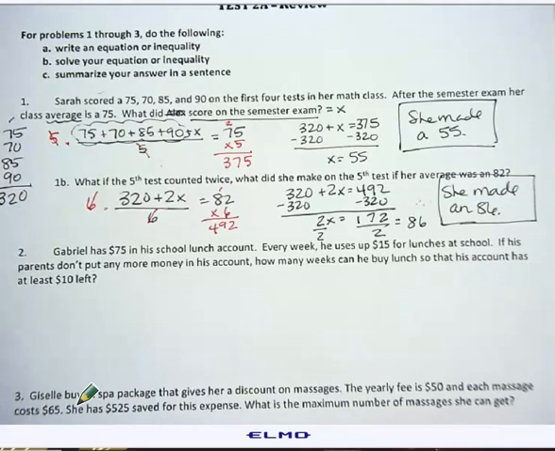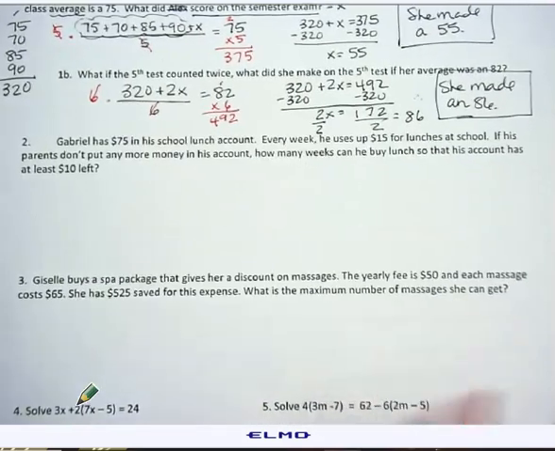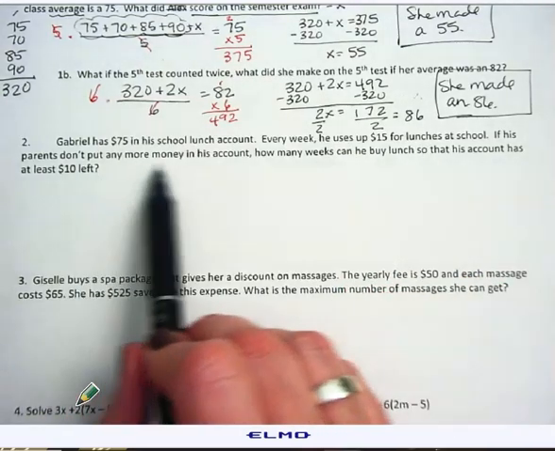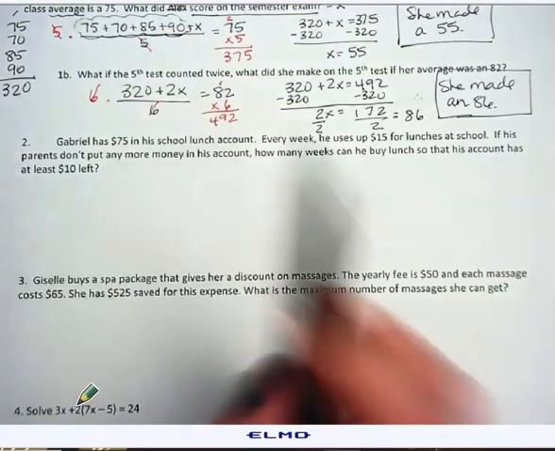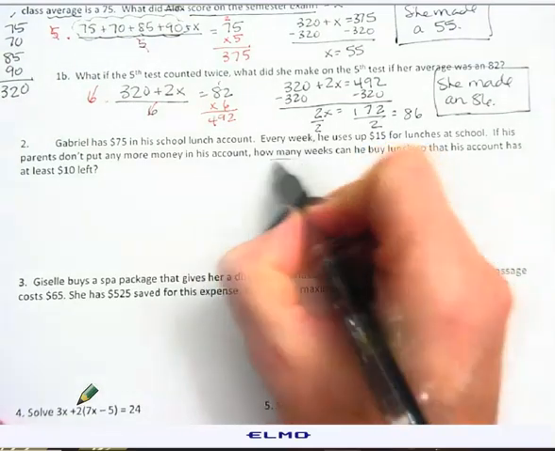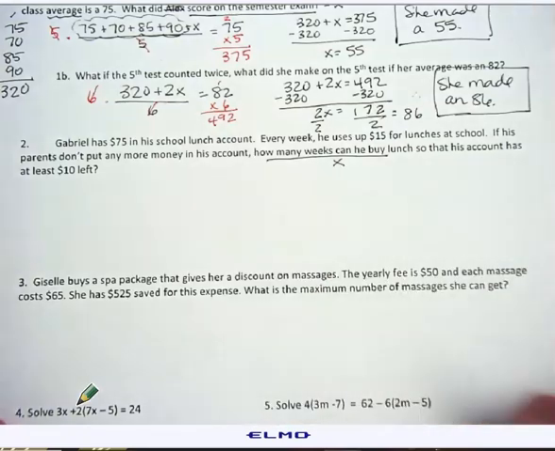In this next situation, Gabriel has $75 in his school lunch account. Every week he uses up 15 for lunches at school. If his parents don't put any more money, how many weeks can he buy lunch so his account has at least $10 left? So here's what it's asking us to find. How many weeks can he buy lunch? So that's going to be my variable X.